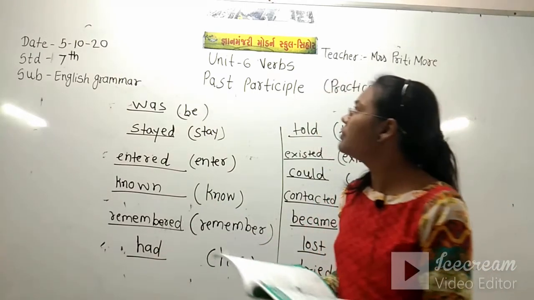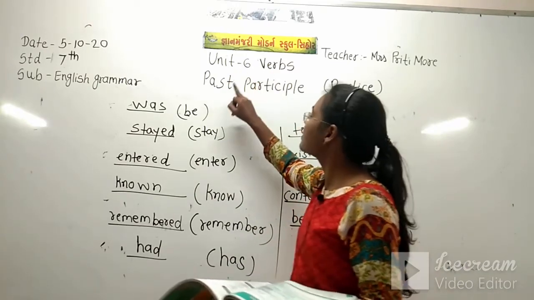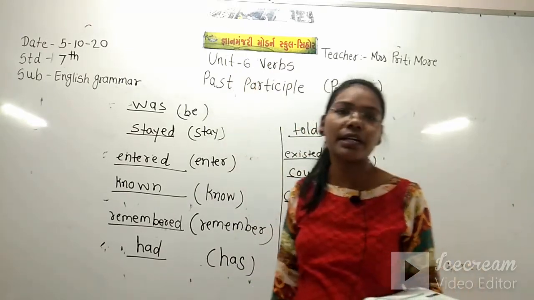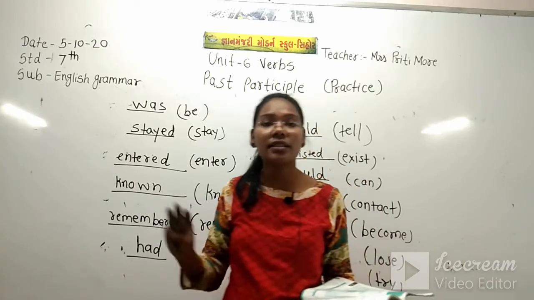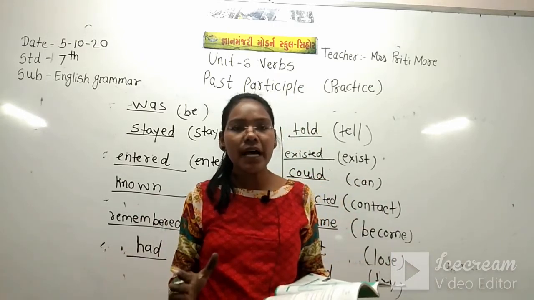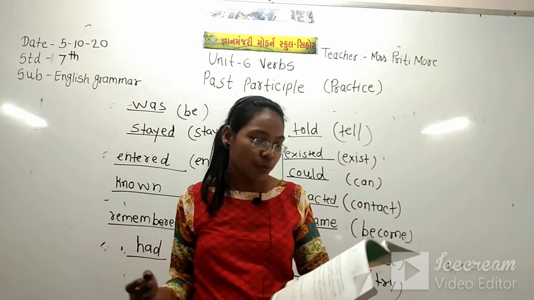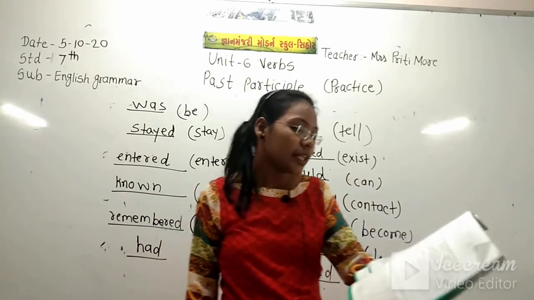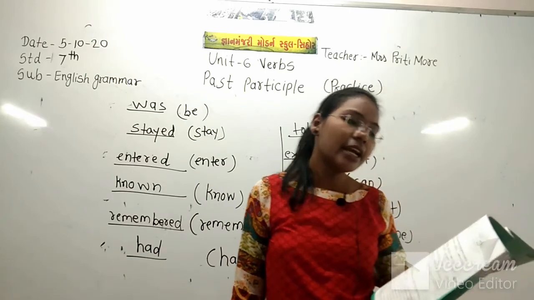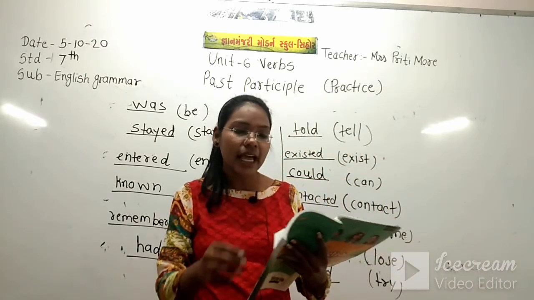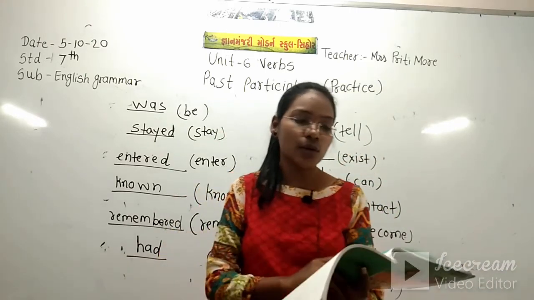Now here we have completed unit 6, verbs and their past participle forms also. There are 3 forms of the verb: main verb, past form and the past participle form. And here we have completed the focus exercise A, practice exercise A and extension exercise also.